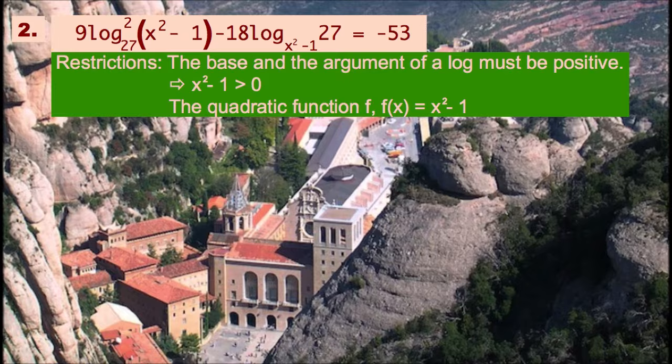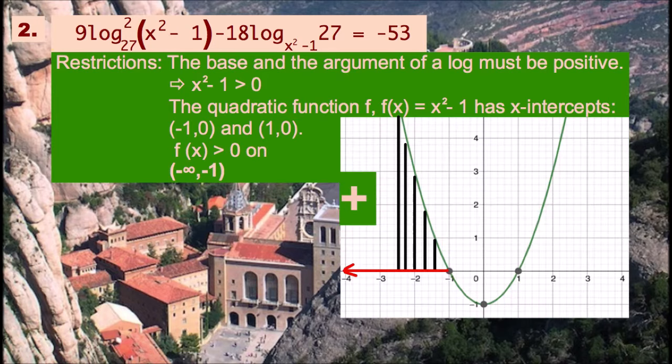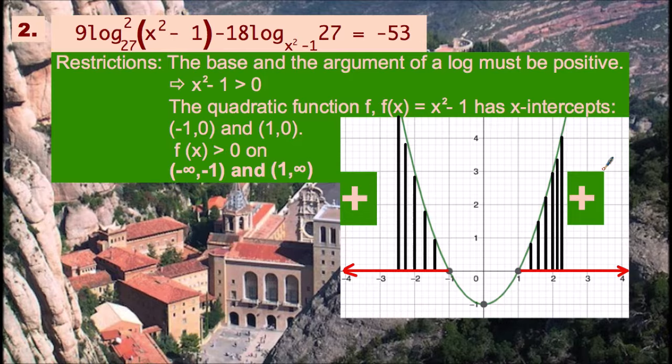The quadratic function f, where f of x equals x squared minus 1, has x-intercepts at the point of coordinates negative 1, 0 and the point of coordinates 1, 0. Now here's a sketch of f of x that clearly shows that f of x is greater than 0 on open interval negative infinity, negative 1, as shaded, and is also positive on open interval 1, infinity.